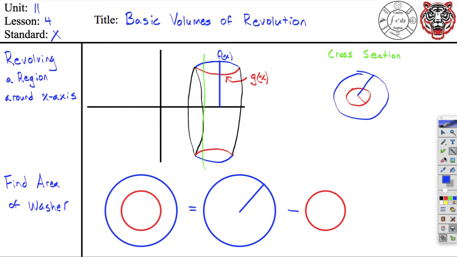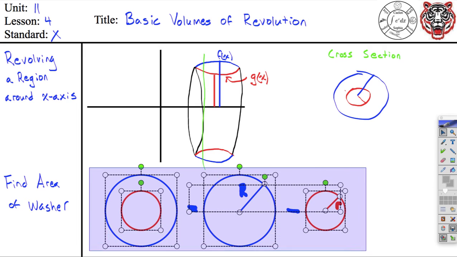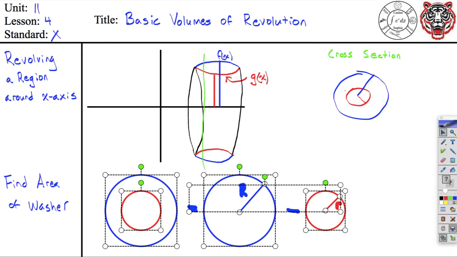So I can label that. Normally in calculus books, they say capital R, big radius. And to find that little radius, let's do red. This radius right here, we'll say that's going to be our lowercase r. How do I find that on the graph? It's g of x. It's just this height right here. Perfect. So I'm going to continue on to the next slide. I'm going to grab all of this to copy paste onto the next slide.